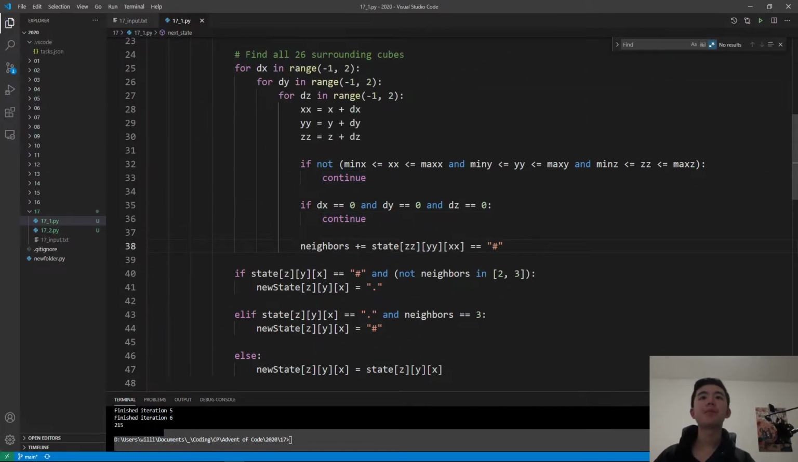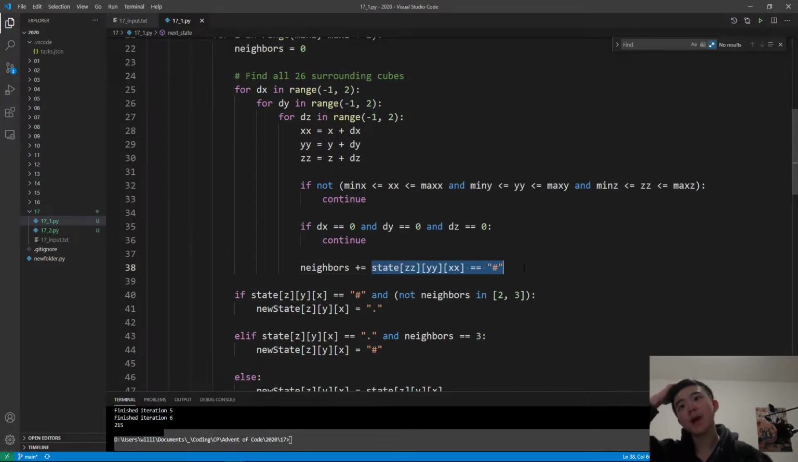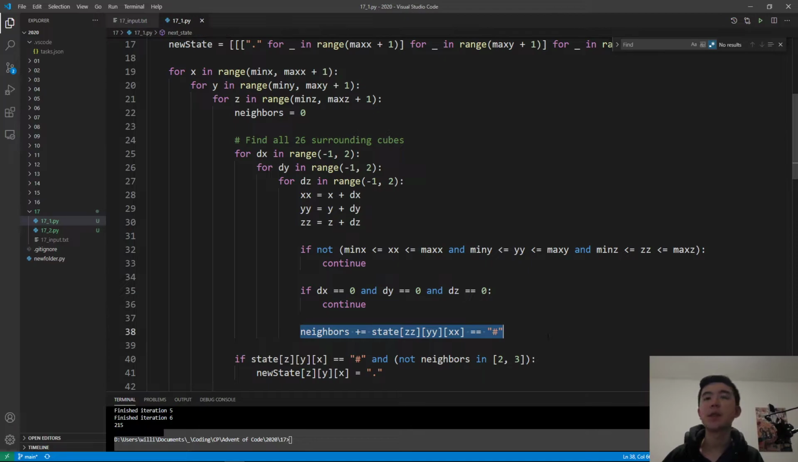If our neighbor square coordinate is, it should be a cube actually. If it's a pound sign, then we add 1 to our neighbors. If it's not, then we add 0. This is just a shortened way to say it. This is a boolean. It gets cast to an integer, and that integer is going to be 1 or 0. So we add that to our neighbors count.